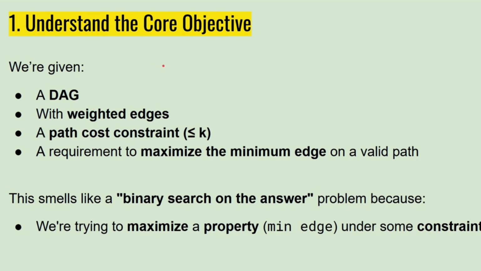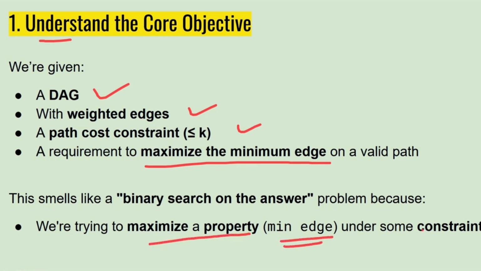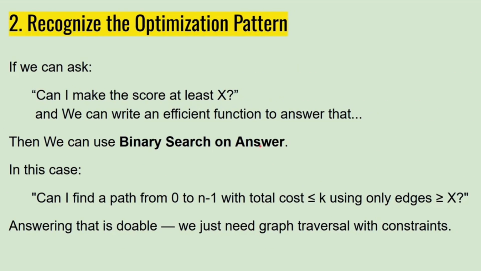The very first thing, now you will say, one of the comments I have shown in the previous video, how do you approach this problem? So very first, you try to understand the core objectives. What we are given is a DAG with weighted edges. We have a path cost given, which is less than or equal to k, and our requirement is to maximize the minimum edge on the valid path. So this smells like a binary search on the answer problem, because we are trying to maximize the property called minimum edge under some constraint. It means we have to recognize the pattern, and then we have to optimize it.